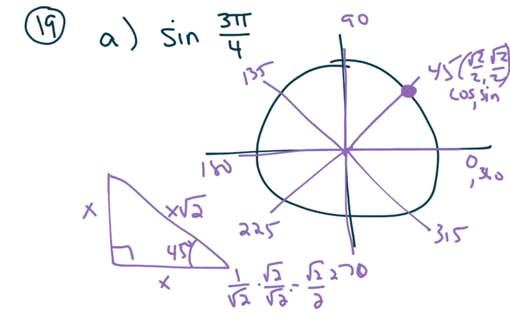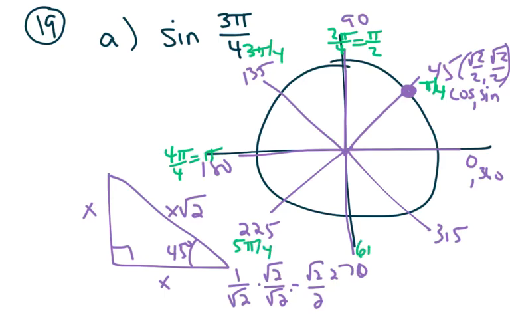Well, 45 degrees are multiples of pi over 4. So this is pi over 4. This is 2 pi over 4. And this is 3 pi over 4. 4 pi over 4. 5 pi over 4. 6 pi over 4. 7 pi over 4. And then we're back at 8 pi over 4, which is 2 pi.